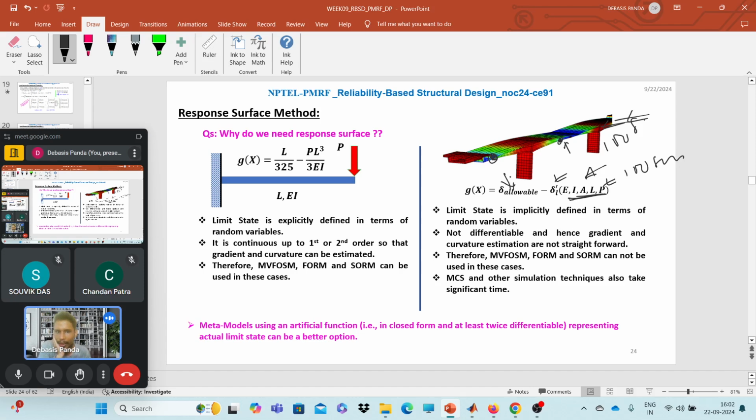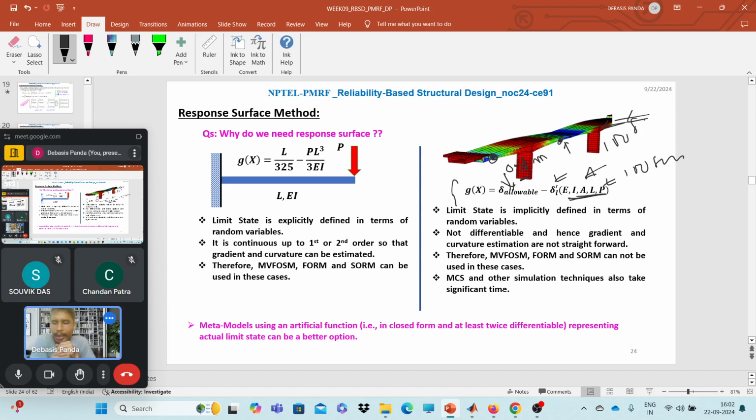Del allowable, say for example, is 0.1 meter. 0.1 meter is very high, so 0.01 meter, or 0.001 meter. So we will have 100 g(x). Then 100 times we will check how many times g(x) is less than or equal to 0, and we can perform the Monte Carlo simulation. But it will take much time to give you the converged results.